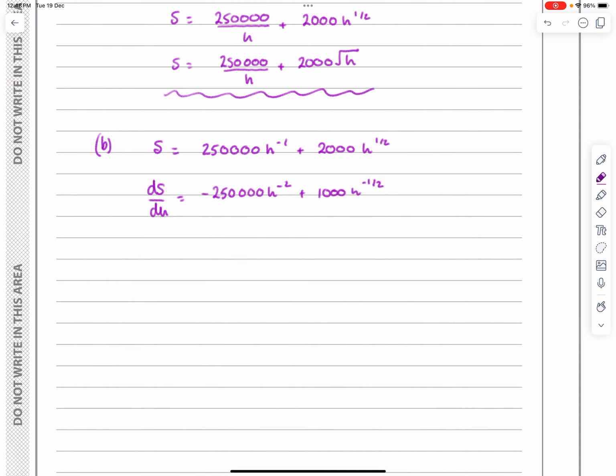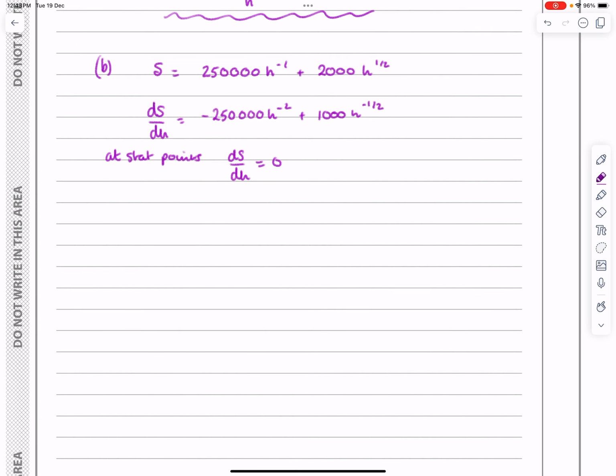And then we know at stationary points, in this case ds by dh, the differential, is equal to 0. So I'm going to get this equation, minus 250,000 h to the minus 2 plus 1,000 h to the minus a half is going to be equal to 0. So I just need to rearrange this. So I'm going to take this over to the other side there. So I'm going to get 1,000 h to the minus a half.